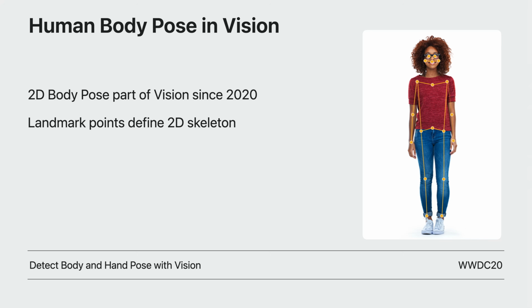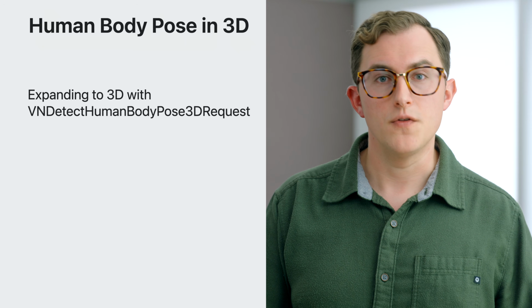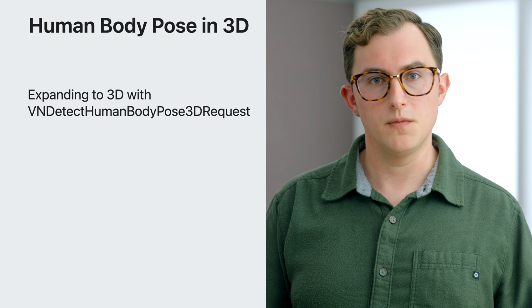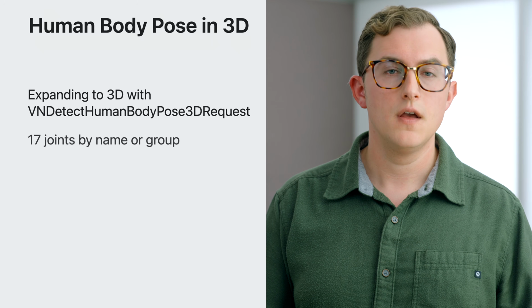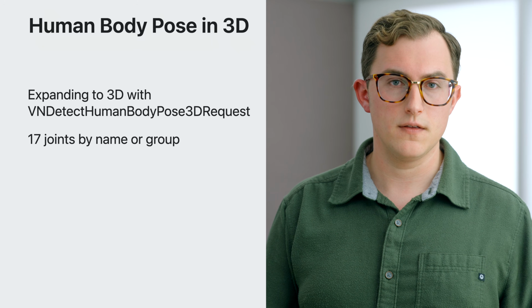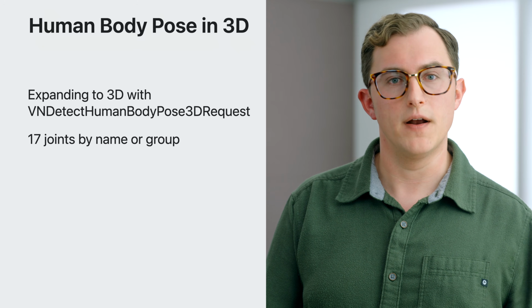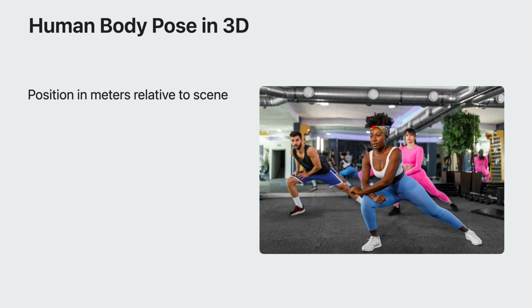Vision is expanding support for capturing people in their environment to 3D with a new request named VNDetectHumanBodyPose3DRequest. This request generates an observation that returns a 3D skeleton with 17 joints. Joints may be accessed by joint name or as a collection by providing a joint group name. Unlike other recognized points returned by Vision that are normalized to a lower left origin, position of the 3D joints is returned in meters relative to the captured scene in the real world with an origin at a root joint.